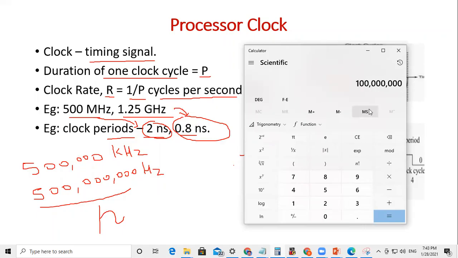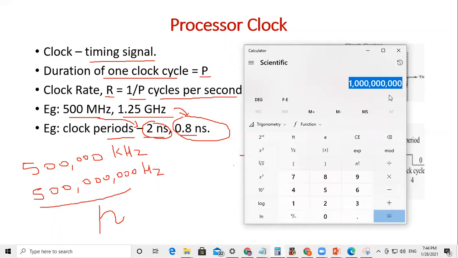So this many nanoseconds. I'm not sure I added correctly or not, let me continue. 1000 milliseconds is 1 second. Again, add three zeros, this many microseconds is 1 second. Again, add three zeros, this many nanoseconds is 1 second. So this many nanoseconds is equal to 1 second.